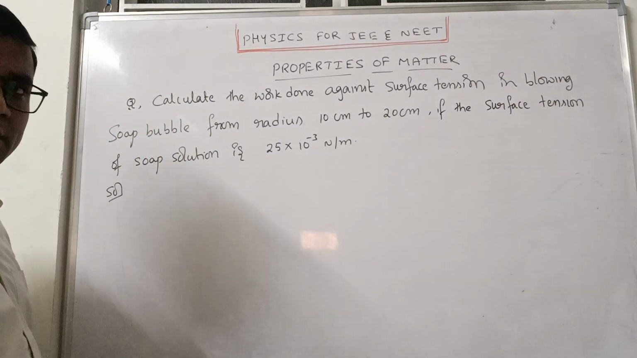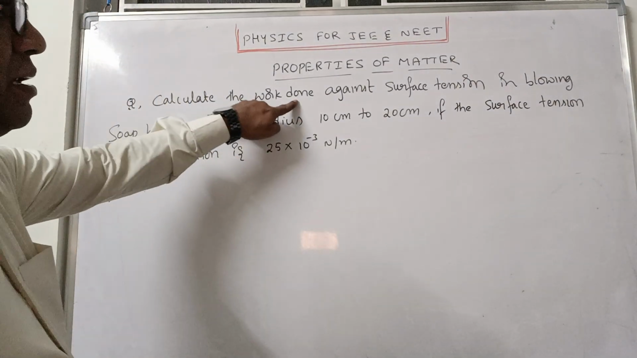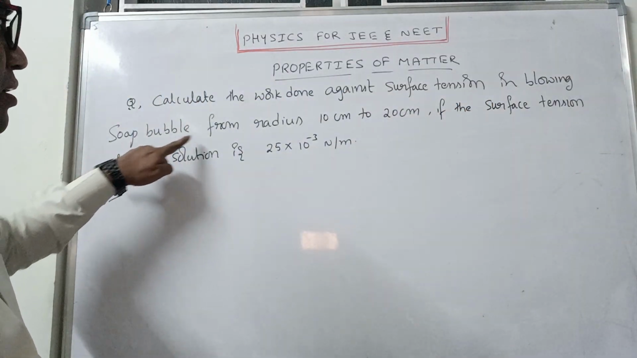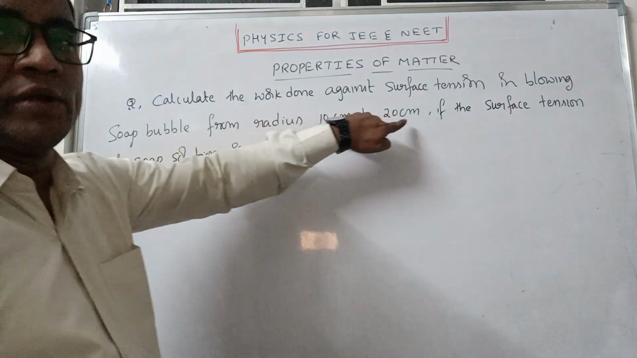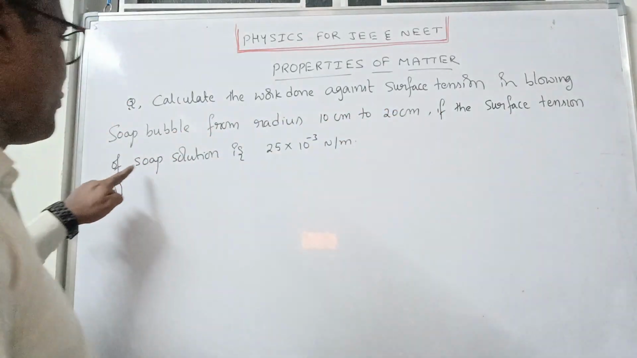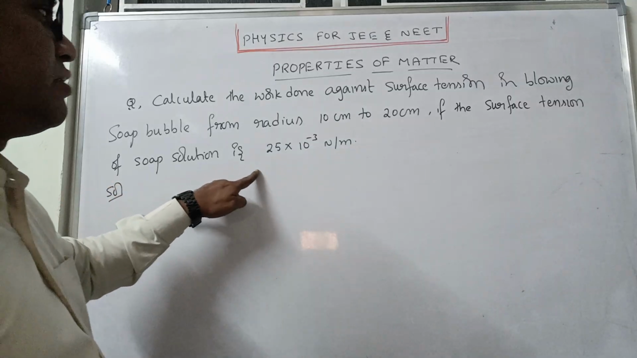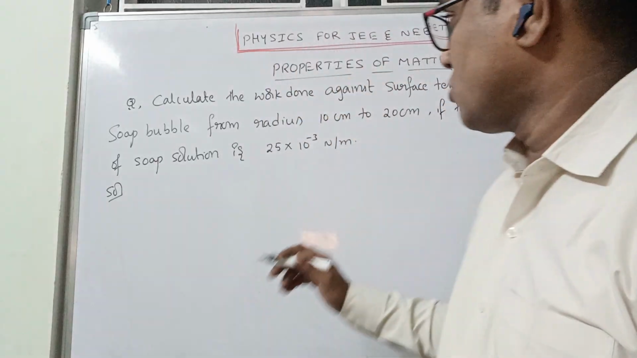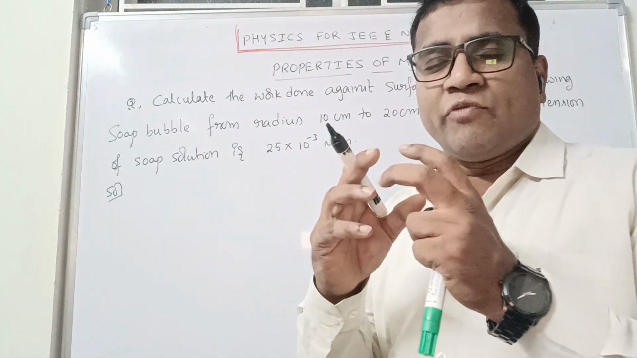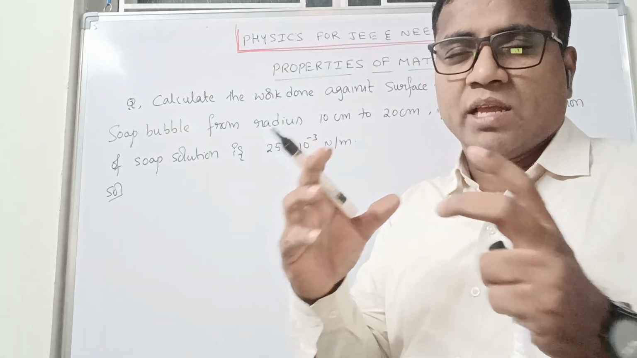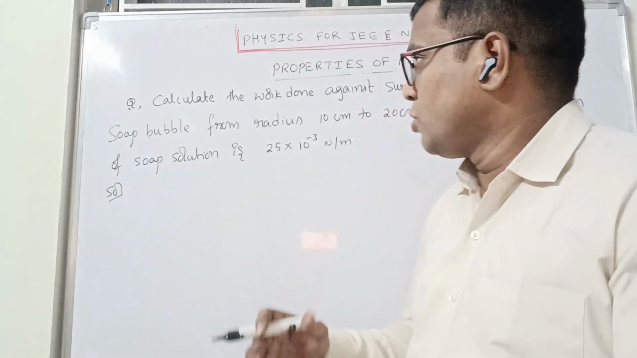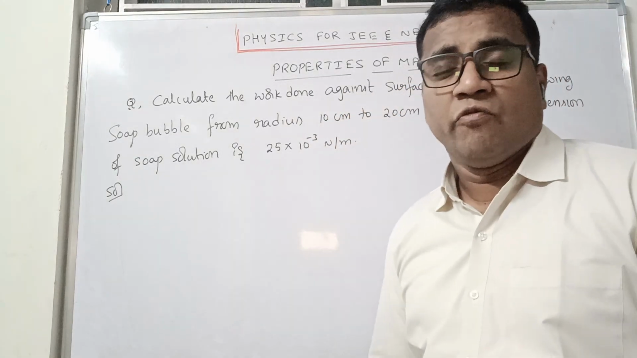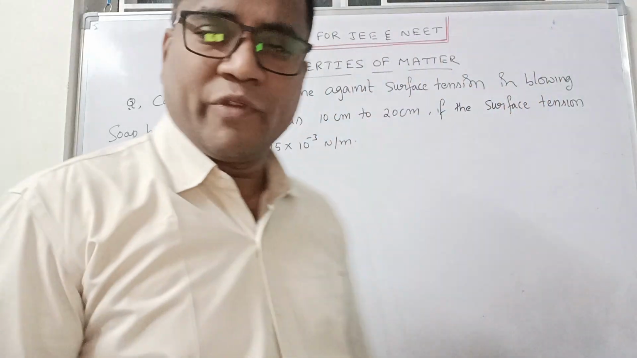See here, in this question: calculate the work done against surface tension in blowing a soap bubble from radius 10 cm to 20 cm if the surface tension of the soap solution is 25 into 10 power minus 3. So initially a soap bubble is there, having radius 10 cm, and we are blowing it from 10 cm to 20 cm. In order to blow, we have to calculate the work done against surface tension. That means how much work we are going to do. Clear?